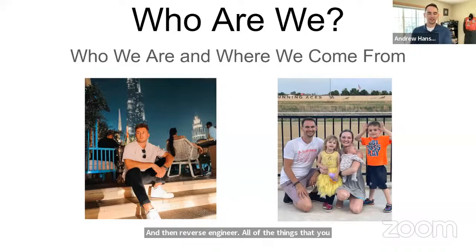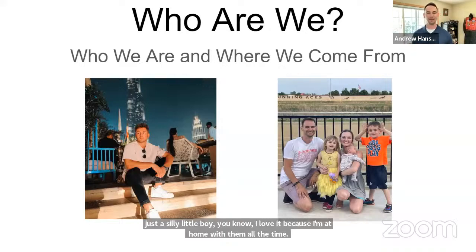And that's what's so cool is you look at these two pictures, and Craig is living the life. He's living the life he wants to live. You look at my picture, I'm living the life, right? The life I want to live. My wife, she loves horses. You see, we're at a horse race right here. My 5-year-old son, he's just a silly little boy. I love it because I'm at home with them all the time. That's what we wanted. I wanted a life to be able to stay at home with my family.